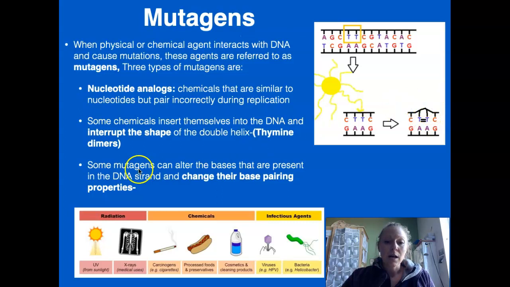Some mutagens can alter the bases that are present in the DNA strand and change their base pairing properties. And so some of the mutagens that we are looking at here, so UV, that's a big one, X-rays from medical devices, carcinogens like cigarettes, processed foods have quite a few, and preservatives can be filled with carcinogens. Cosmetics, cleaning products, viruses, and bacteria can all be mutagens.